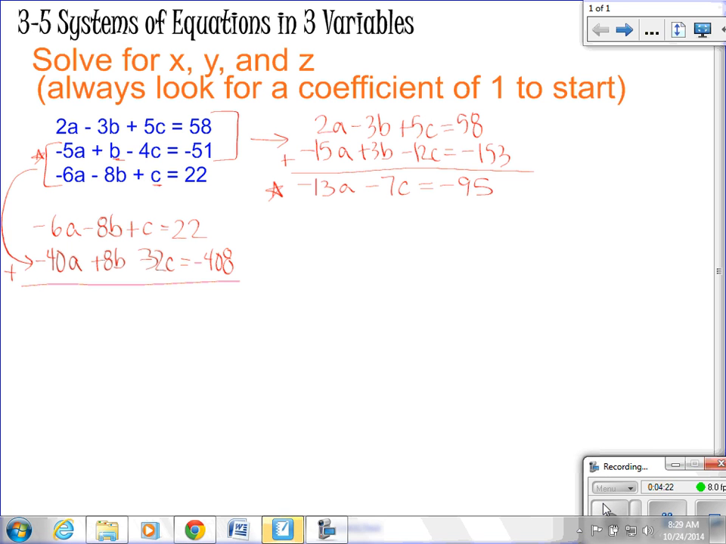Now we'll add these. The b's will go away, which is good. Help me out here. Negative 300.